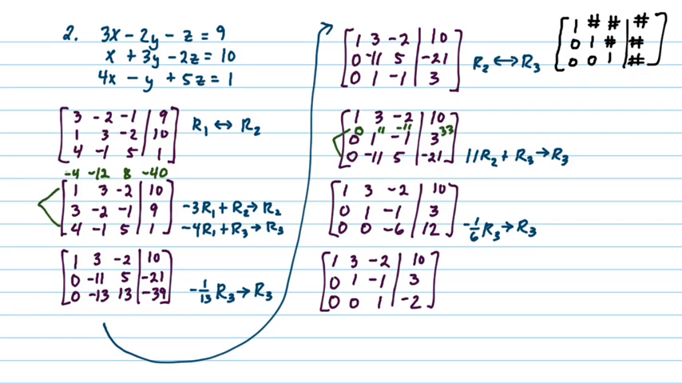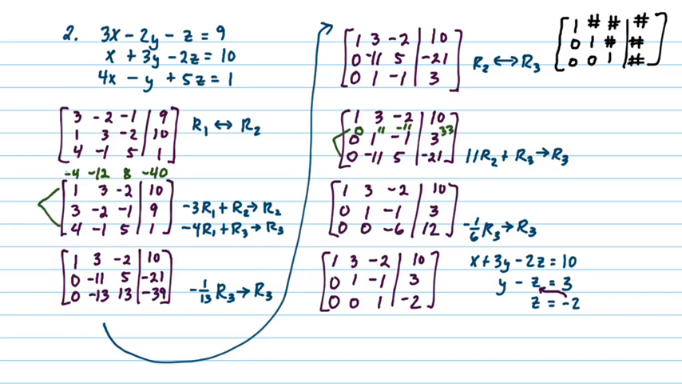So now let's go ahead and write the equations. So this will be 1x plus 3y minus 2z is equal to 10. In the second row, there's going to be no x term because of that 0. So it'll be 1y minus 1z is equal to 3, or just y minus z equals 3. And the last row there stands for z equals negative 2. And so now we'll use back substitution to solve this.